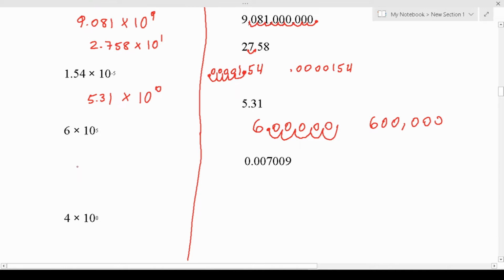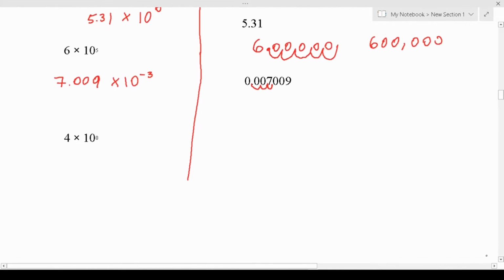All right, let's go from standard notation to scientific notation, our standard form. And in this case, we can see we're going to have to shift the decimal 1, 2, 3 times to make this a decimal between 1 and 10. More specifically, that's going to be 7.009 times 10 to the negative third. And finally, we have 4 times 10 to the 0. 10 to the 0 is just 1, so this is 4 times 1, which is just 4.